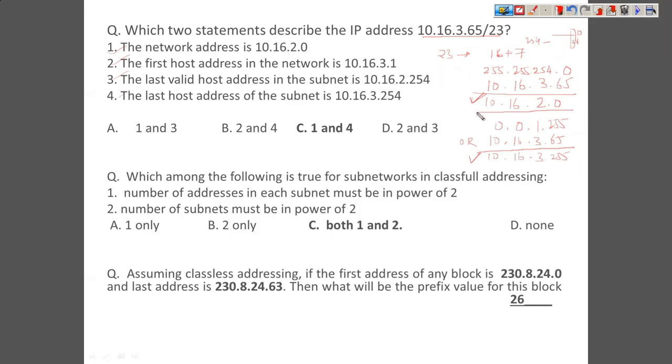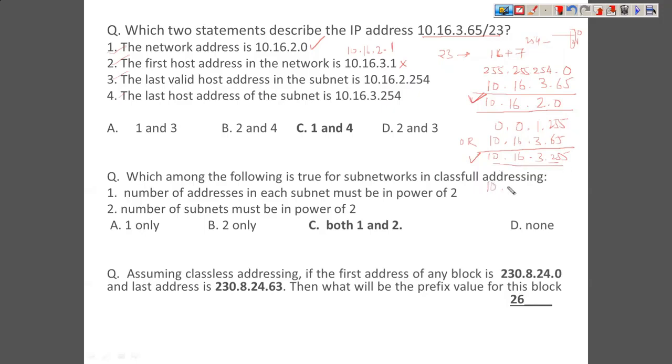The first address is the network address and the last address is the broadcast address. These two addresses are not actually used. Okay, but this is a network address. This option is correct. The first host address is actually 10.16.2.1, because the very next address will be the first available address. We know as a property, the first address is the identity of the network and the next address is the available host address. So this is not correct. The last valid host address is just before the broadcast address.